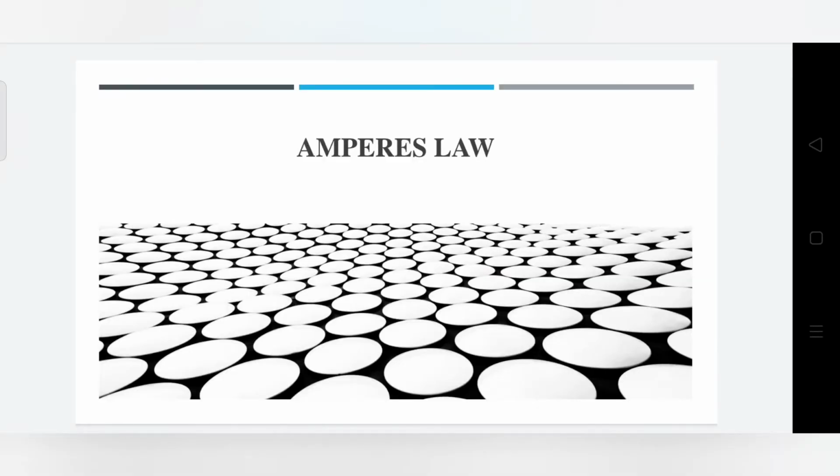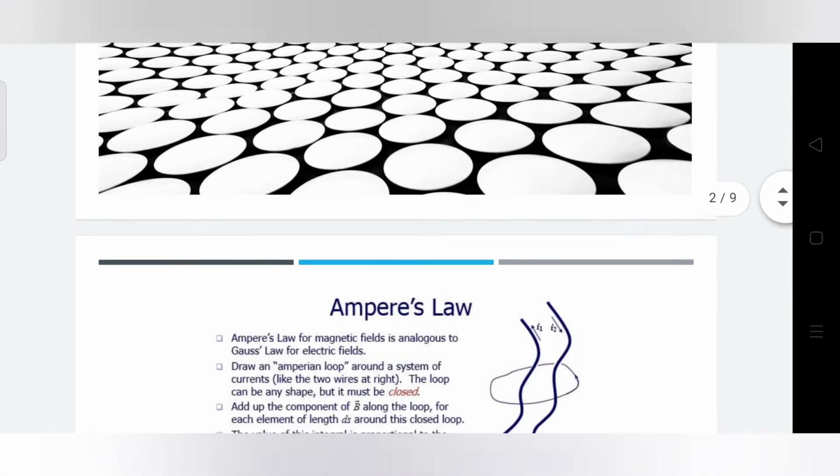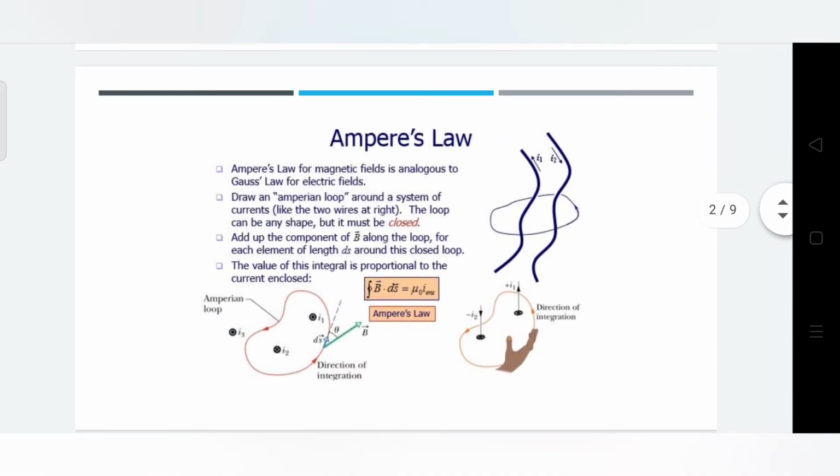In this video, we are going to see about Ampere's law. Like Gauss's law in electrostatics, for magnetostatics, Ampere's law does the same job. Ampere's circuital law states that the line integral of the magnetic field intensity H around a closed path L is equal to the total current enclosed by the path. Ampere's law for the magnetic field is analogous to Gauss's law for the electric field, as we already know.